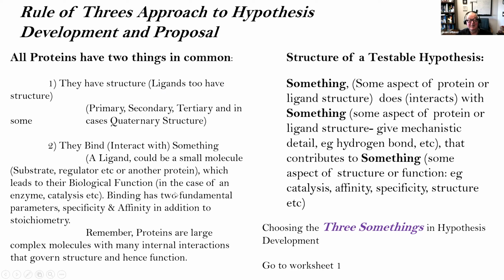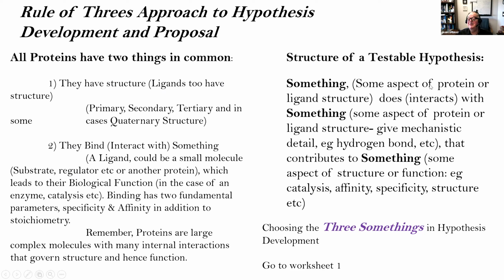And so we go through a little bit of basic stuff about protein structure. And then we talk about what the structure of a testable hypothesis is. This is something I referred to in the past as the rule of threes approach to hypothesis development. And the first rule of three is that there are three somethings I want the students to think about.